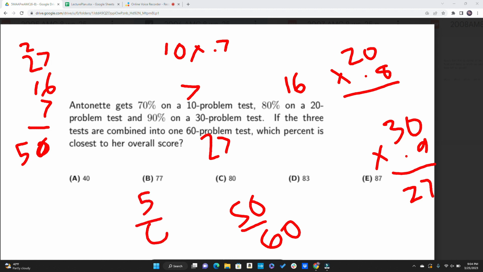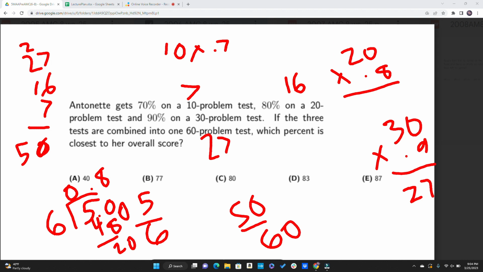So what is that closest to in a percentage? Well, we can do 5 divided by 6 to find out. How many times does 6 go into 50? 8, 48, 2, 0, 3 is 18, and then it keeps going. So we get about 0.83, 83%. Oh, that looks like answer choice D.